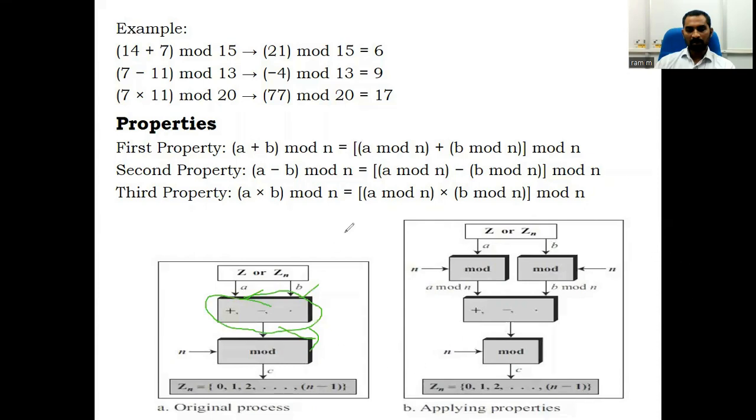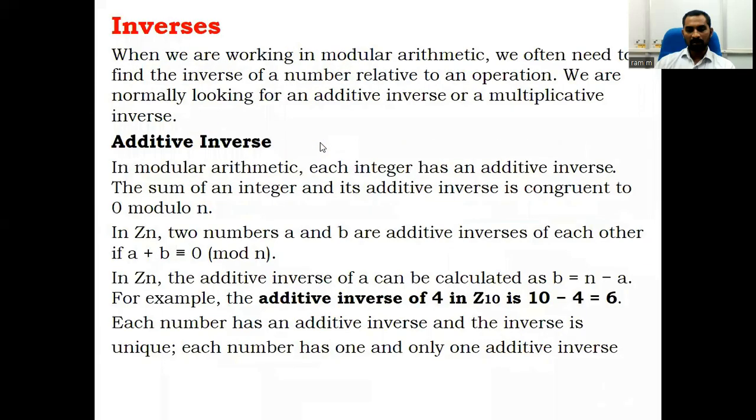Now, how we have modified this is, instead of applying the arithmetic operation directly, we are taking the modulo arithmetic. We take A, and apply mod with respect to n. We take B, and apply mod with respect to n. Now we get the residue A mod n and the residue B mod n. Now we apply whatever operation, either addition, subtraction, or multiplication. To the value, again we apply the mod operation, and then we finally get the answer. So by applying these three properties, we can find the solution.